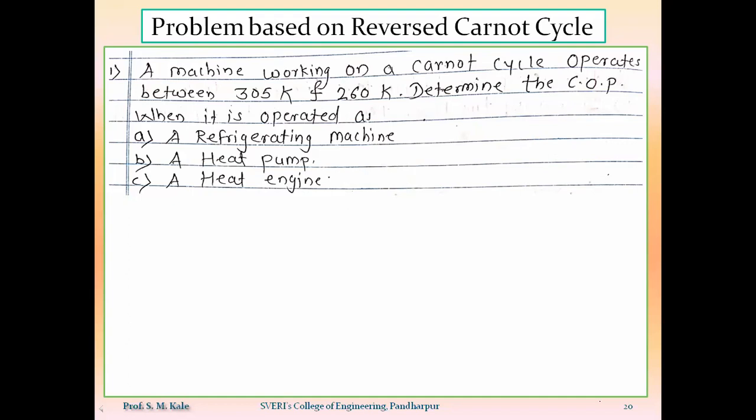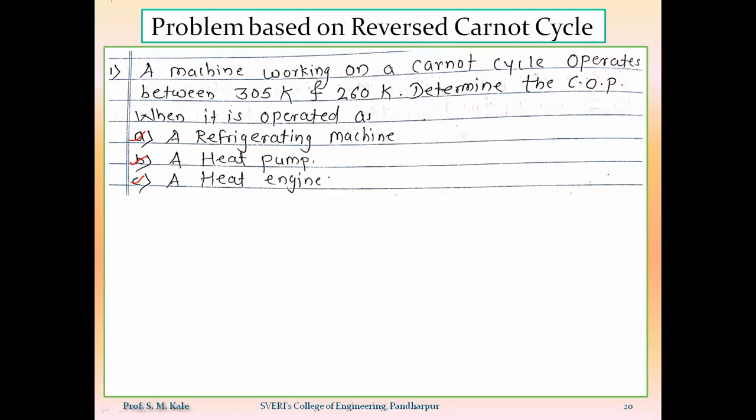So two temperatures they have mentioned, 305 Kelvin and 260 Kelvin. Determine the COP when it is operated as a refrigerating machine, a heat pump, and a heat engine. So for these three applications, we have to find out the value of COP.